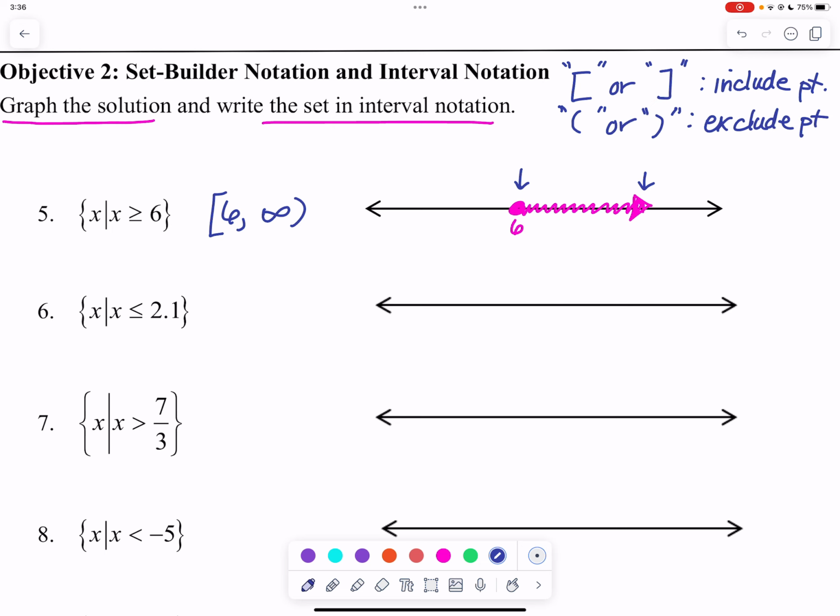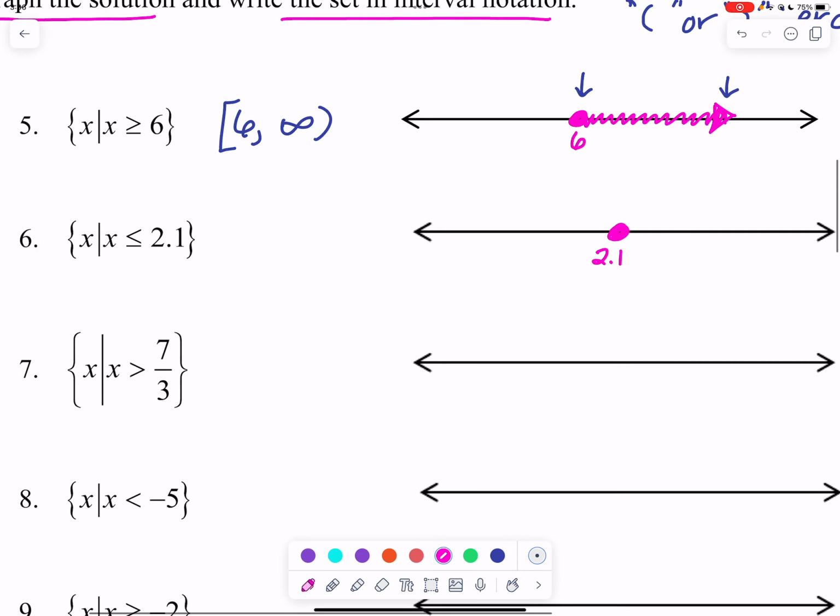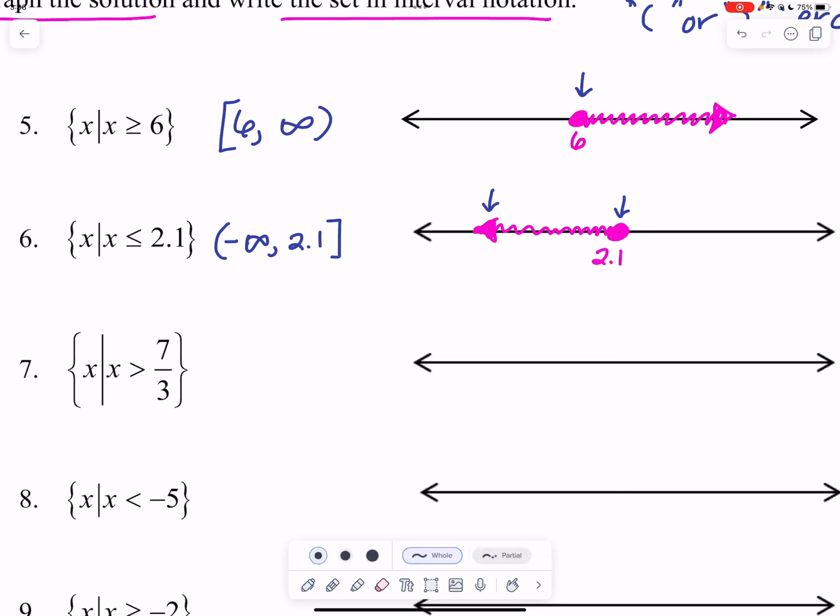Okay? Looking at number 6, we would like 2.1, and we want to include 2.1 in our set. And here we would like everything less than or equal to 2.1. Our left bound is negative infinity. Our right bound is 2.1. We want to include 2.1, and we always use parentheses with infinity and negative infinity since we don't have an endpoint.